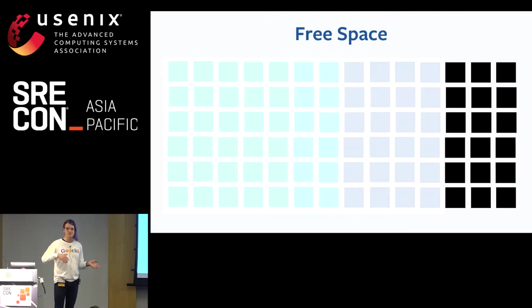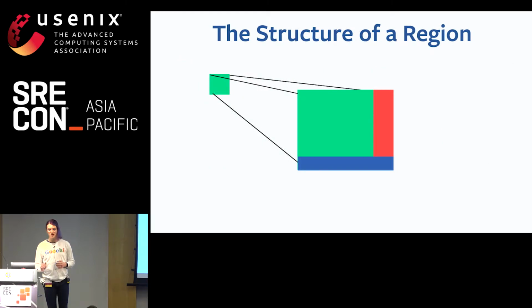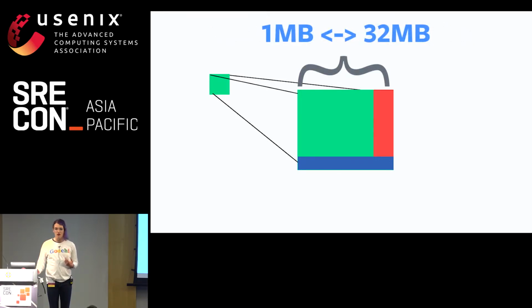After that, we have free space. Just enough, not too much, not too little, just right. You want free space to be in a Goldilocks zone. So let's talk about the structure of a region. A region is divided up into the objects that compose it, as well as the metadata that informs us about those objects. A region can be between 1 megabyte and 32 megabytes of space on your heap.